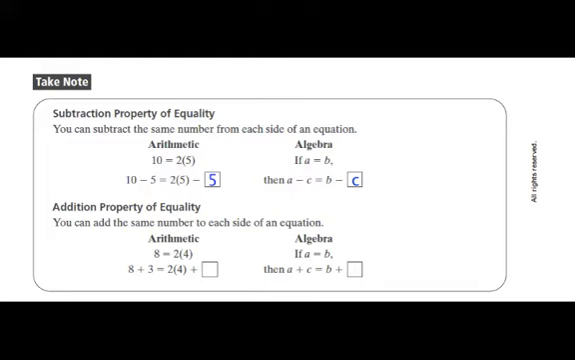For the addition property, what you add to one side, you have to add to the other. So if we have 8 equals 2 times 4, if we add 3 to the 8 on the left, we have to add 3 to the right. So we would end up with 2 times 4 plus 3. In algebra, if A equals B, then A plus C equals B plus C.